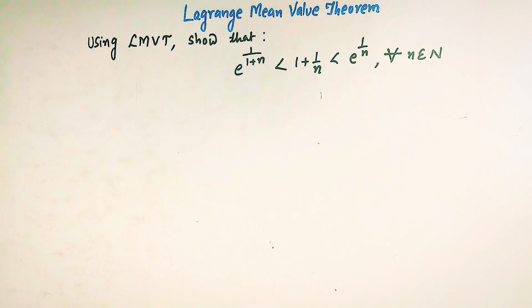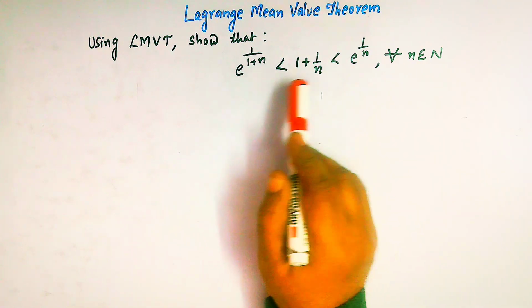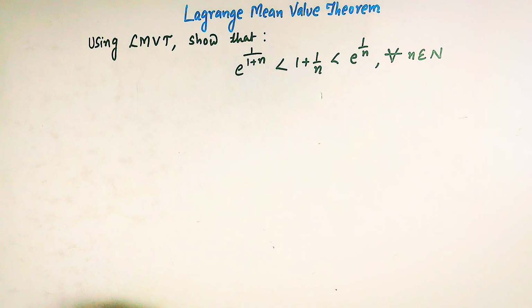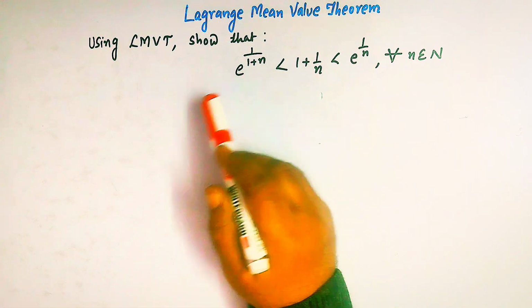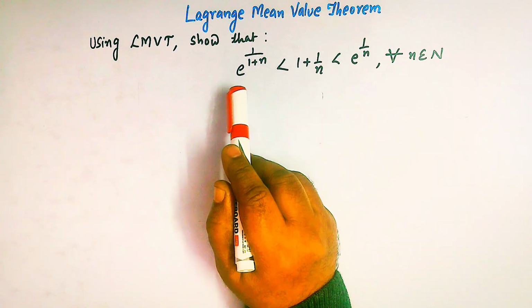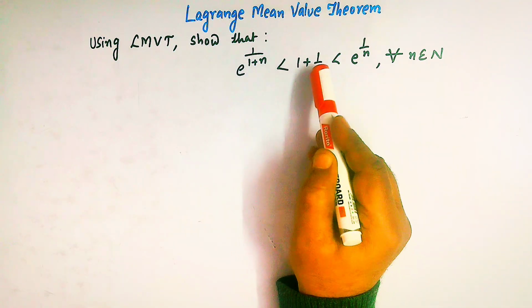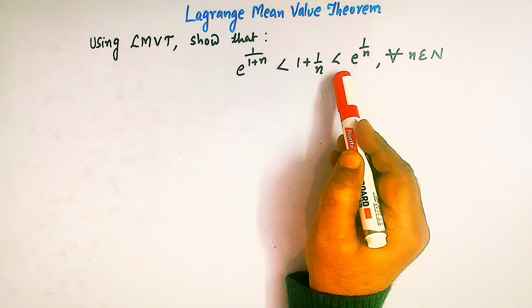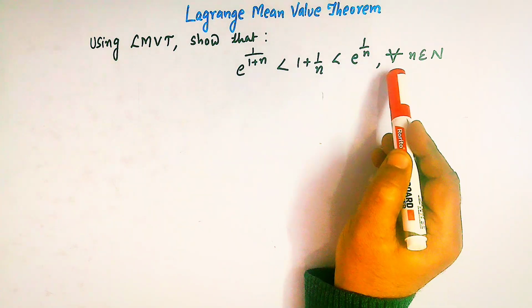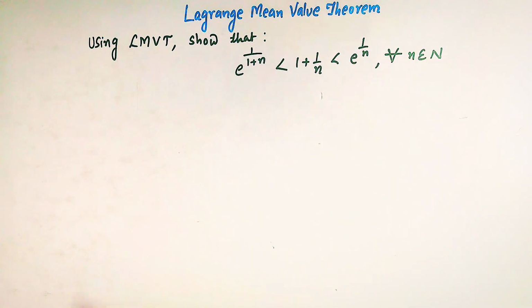Hello viewers, in today's class we are going to discuss yet another important and very conceptual problem from Lagrange's mean value theorem. So here in this session we are going to prove this important inequality using Lagrange mean value theorem. We have to show that e raised to 1 over 1 plus n is less than 1 plus 1 over n, and that is less than e raised to 1 over n for all values of n belonging to the set of natural numbers.